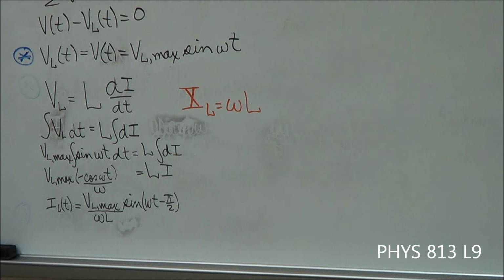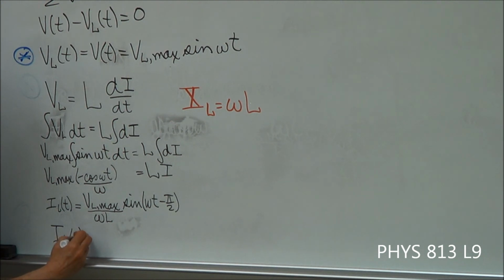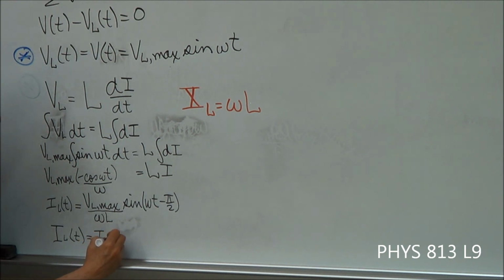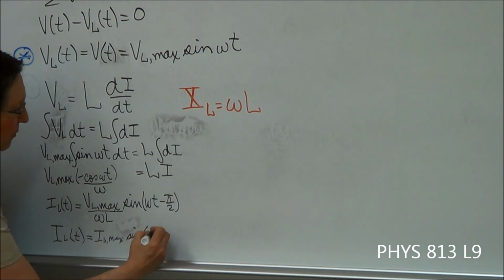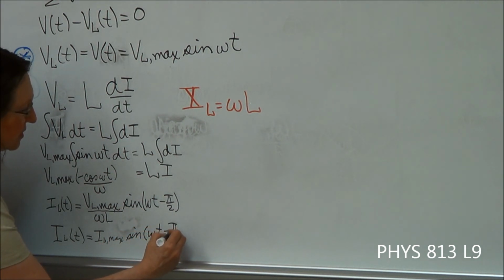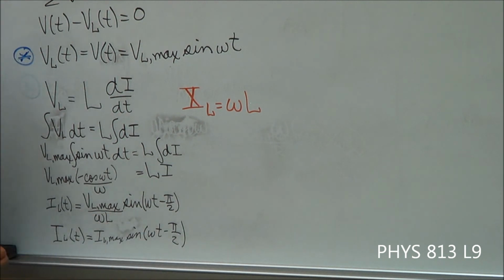And by doing that, then we can have the current through the inductor as a function of time is I inductor max times sine of omega t minus pi over 2. And then it tells you in here that IL max is VL max over XL.